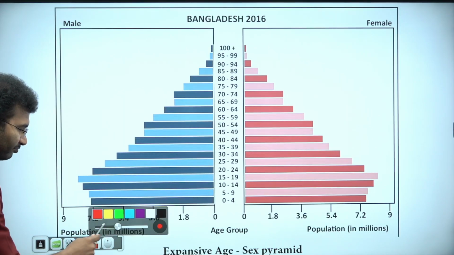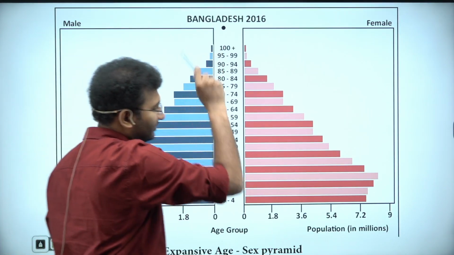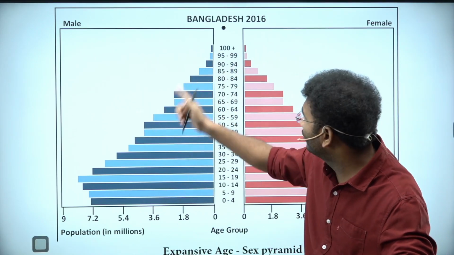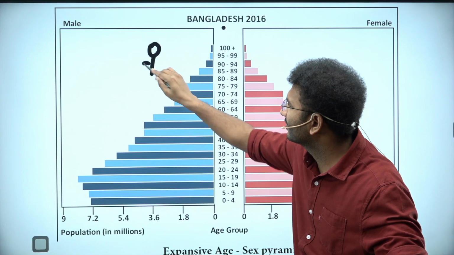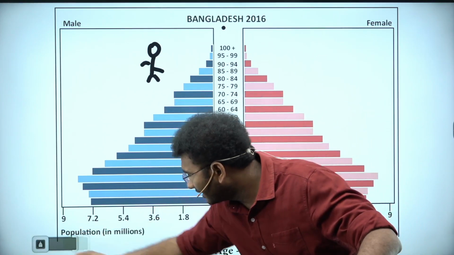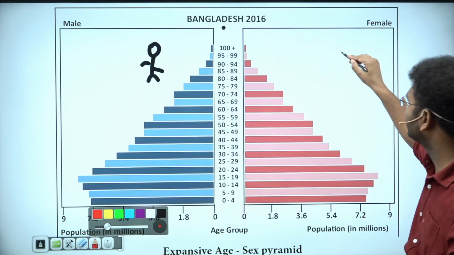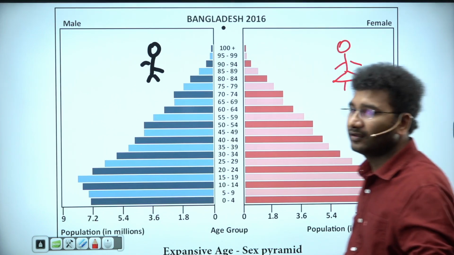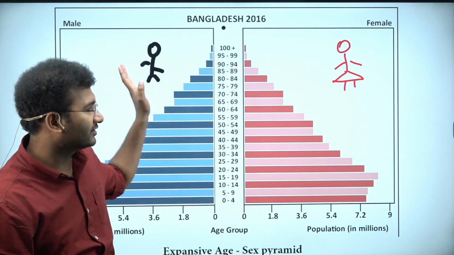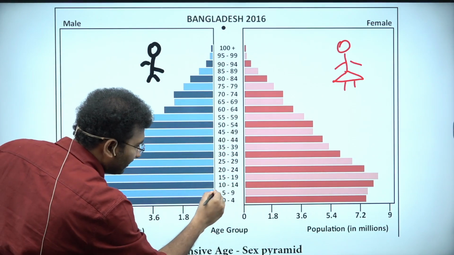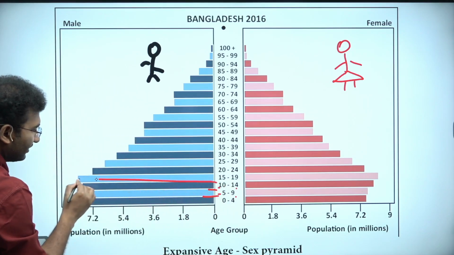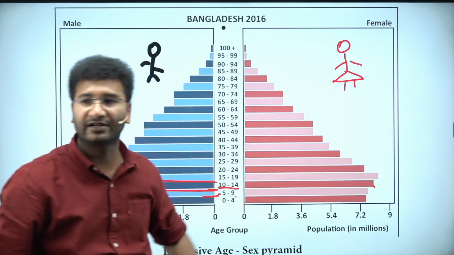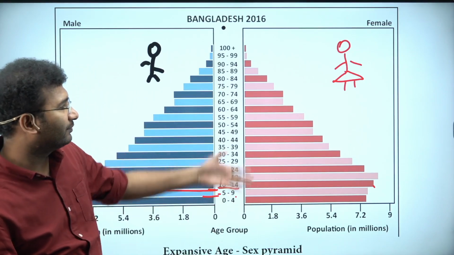First, let's look into Bangladesh, that is 2016. This is the pyramid. On the left, the blue color component, these are males, and the red color component, these are your females. Now, male and female population, and here this is the population of 5 to 9, 10 to 14. That means these are the male population aged between 10 to 14, and these are the female population aged between 10 to 14. Right? So this is how the pyramids are drawn.